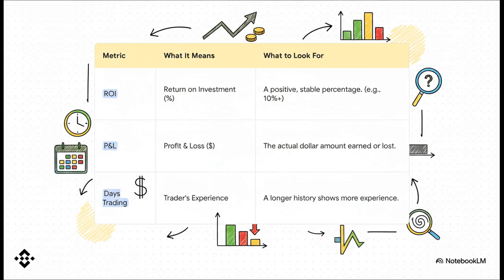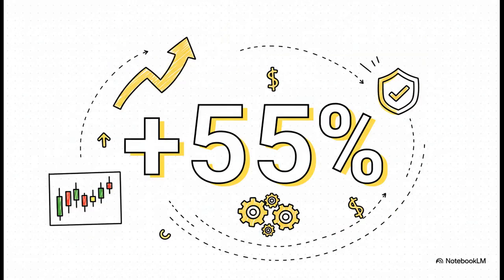And finally, check how many days they've been trading. A longer track record is almost always a good sign. It means they've been through some ups and downs and are still here. So, for example, you might be browsing and see a profile just flashing a number like this one, plus 55%. That's a 55% ROI in just the last 30 days.